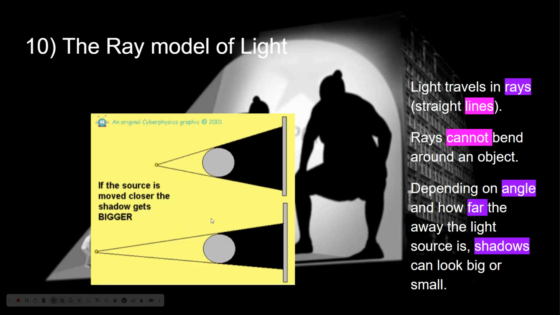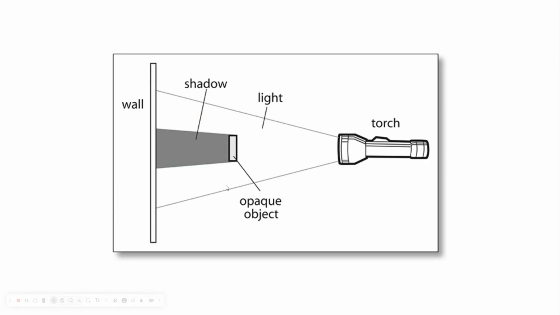Okay? Awesome. And again, if we move the light source back further, we can see how the shadow gets smaller. If we move the light source closer, like it is here, we can see how the shadow gets bigger. Okay, just another one for you to look at. Again, light's traveling in straight lines called rays. The shadow looks a bit bigger than the object based on the angle of the light.